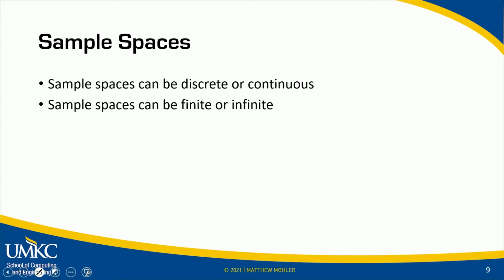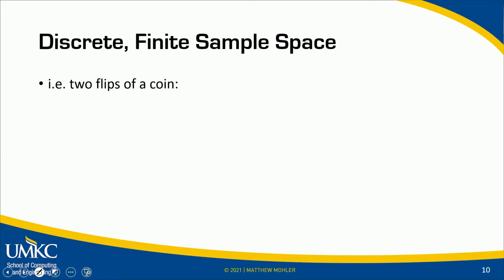And this applies to how we develop a probabilistic system, how we design our experiment in a probability system in terms of whether it is discrete or continuous, and whether it's finite or infinite. Now, the simplest form of probabilistic system that we can look at is that of a discrete finite sample space. And an example of that would be two successive flips of a coin. So we can look at that in one of two ways.